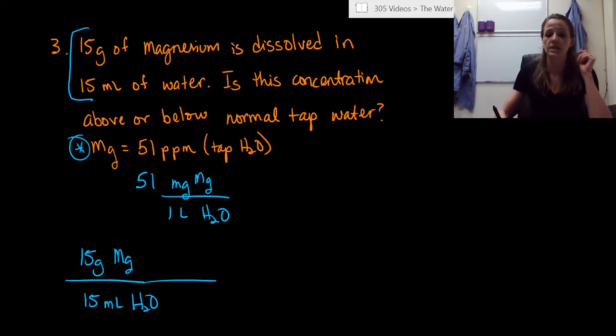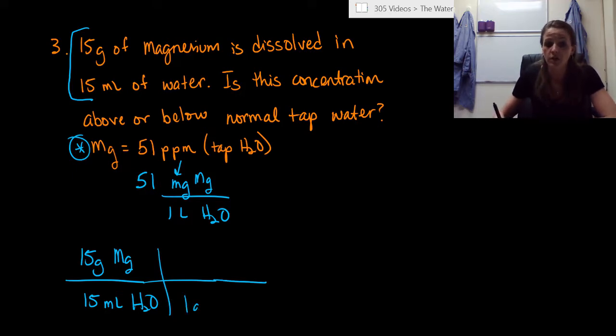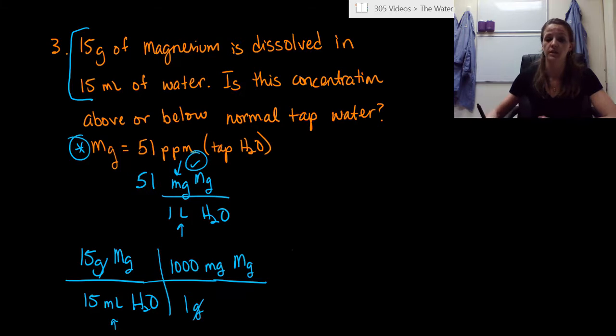Now, we know we need to get to milligrams, so I'm going to focus on that one first, because currently we're in grams. So we know for every 1 gram, there are 1,000 milligrams of magnesium. So now our grams are gone, we're left in milligrams, so that unit is done. Now what we need to do is fix our liter component, because right now we're in milliliters, so we need to get rid of milliliters and get to liters.